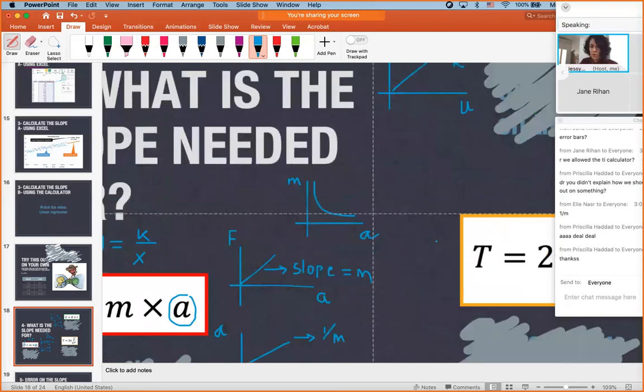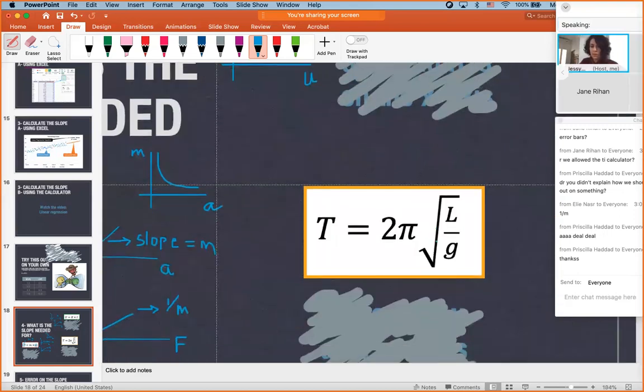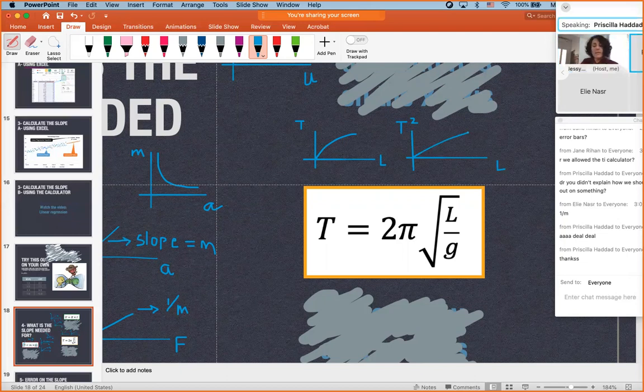For this equation, T is equal to 2 pi radical L over g. If you plot T versus L, do you get a linear relationship? No, because they're not directly proportional. Okay, what will you plot to get a linear relationship? T squared versus L. Any other example you can think of? If we do L versus T squared. Okay, any other example you would think of? Probably T versus 1 over g. Versus radical L. True, that would work. All right. In this case, Priscilla, T squared versus L, what would be the slope?